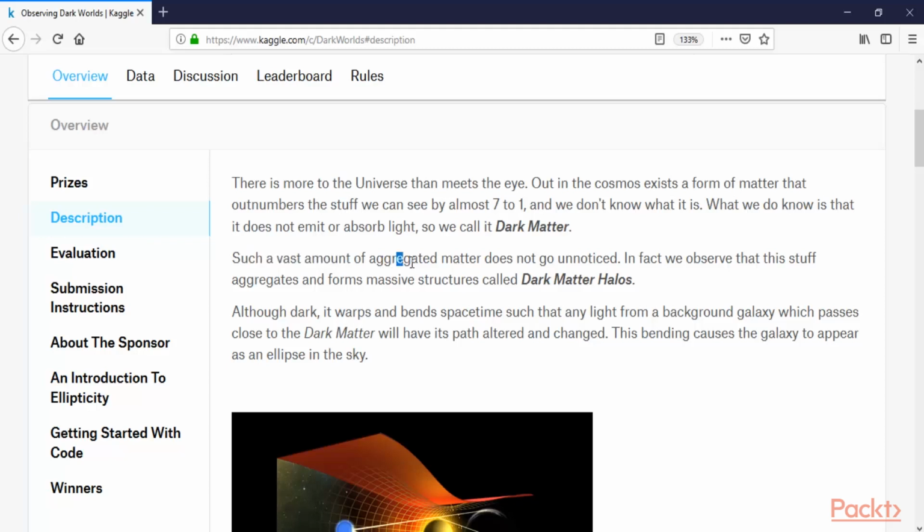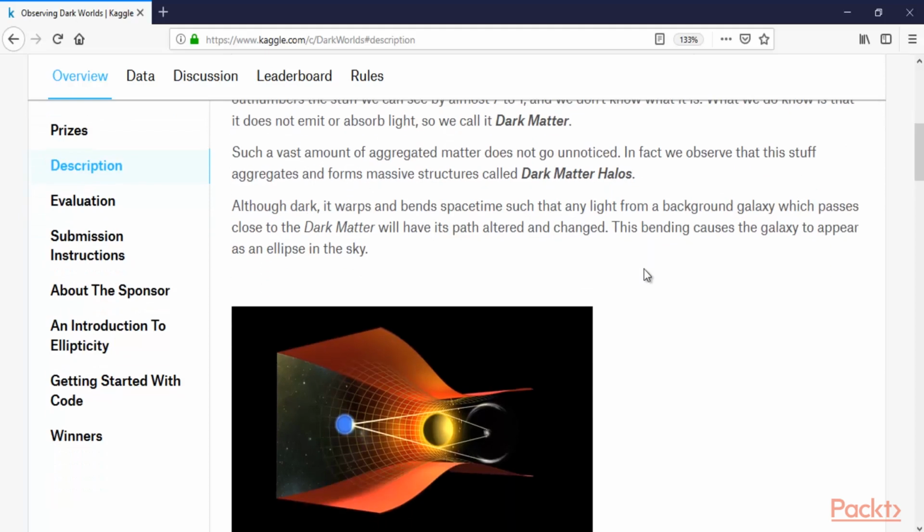Such a vast amount of aggregated matter does not go unnoticed. Absolutely correct. In fact, we observe that this stuff aggregates and forms massive structures called dark matter halos. So you can see information here about dark matter halos. So this is a very vast area of dark matter, right? And the massive structures are called dark matter halos.